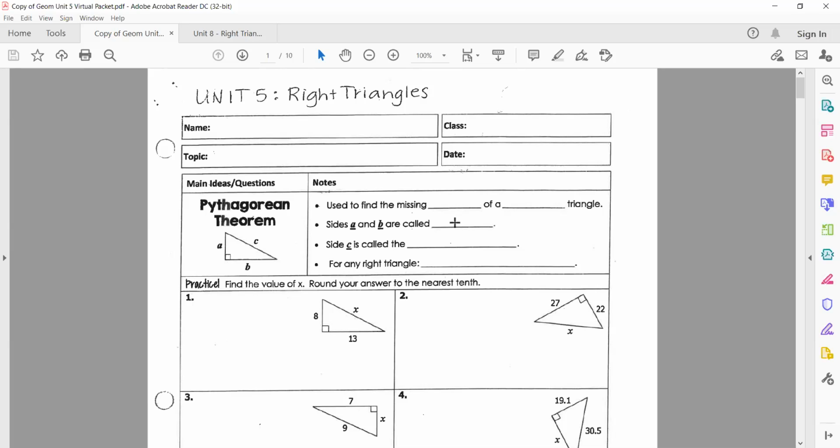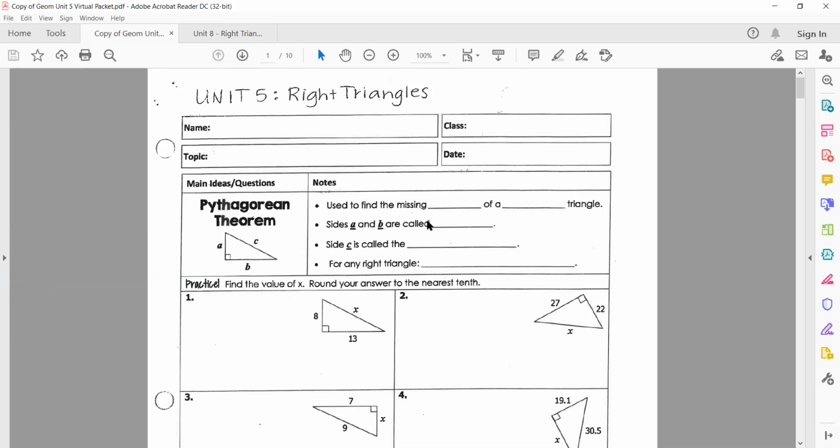Yeah. The sides are actually called legs. A and B are called legs. The side of C, where C is, that's the hypotenuse. C is always the longest side. It's always directly opposite the 90-degree angle.